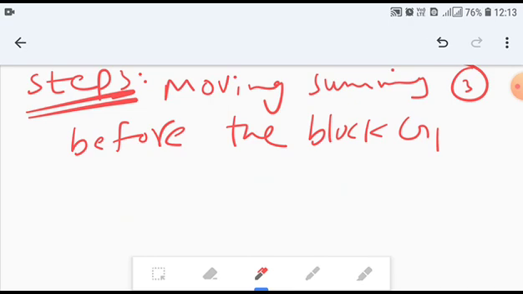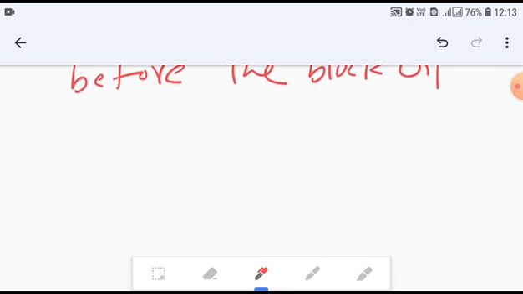So that I will draw here. Again we will be drawing that block diagram, moving the summing point before the block. Okay.